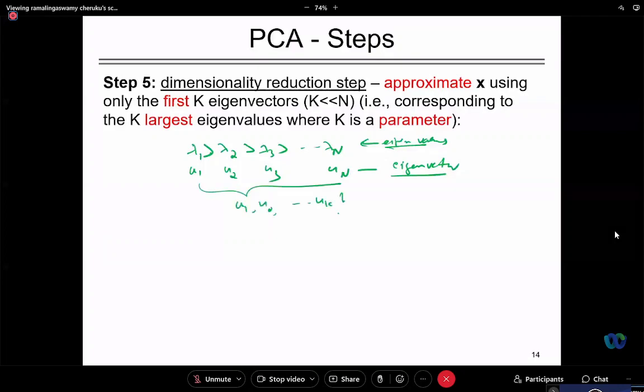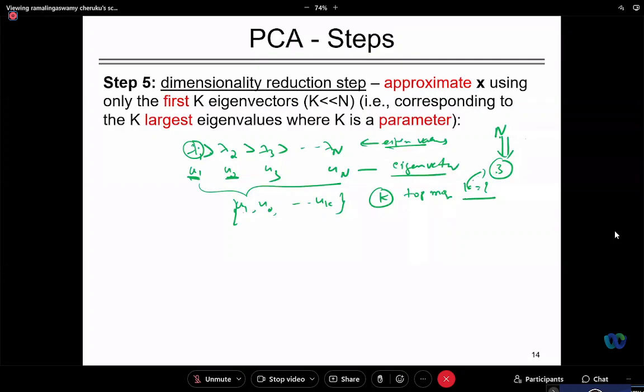Because lambda 1 is the highest eigenvalue, correspondingly you have u1. Lambda 2 is the next highest value, so correspondingly you have u2. Now the question is the k topmost. What is the k value? If k is 3, it means out of n features I am selecting only 3 features, because your new transformed space will have 3 basis vectors. It means each and every sample is represented by 3 components, so the dimensionality of your data is 3. The k is nothing but your dimensionality.